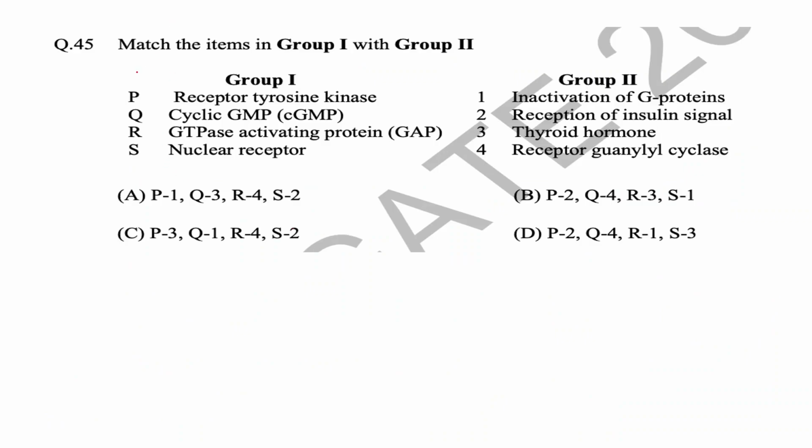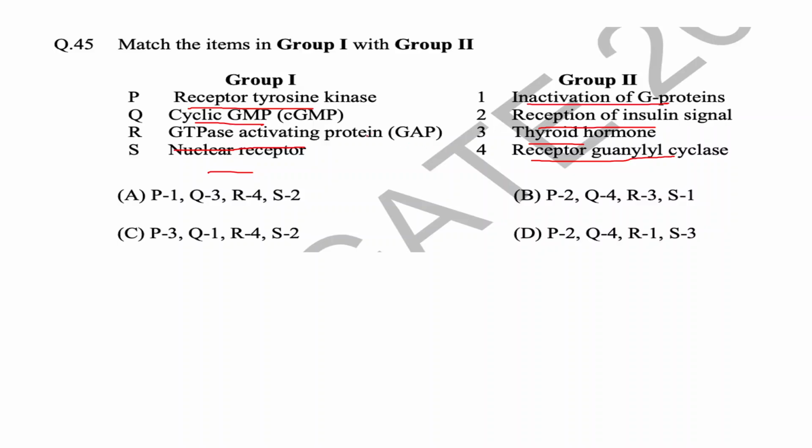Then related to that, you have a question which was asked in a previous year GATE, okay. So here you have to match the closest option. Here you have receptor tyrosine kinase, cyclic GMP, GTP activating protein, or nuclear receptor, okay. In group 2 you have to match with the options: inactivation of G protein, reception of insulin signal, thyroid hormone, or receptor guanyl cyclase, okay.